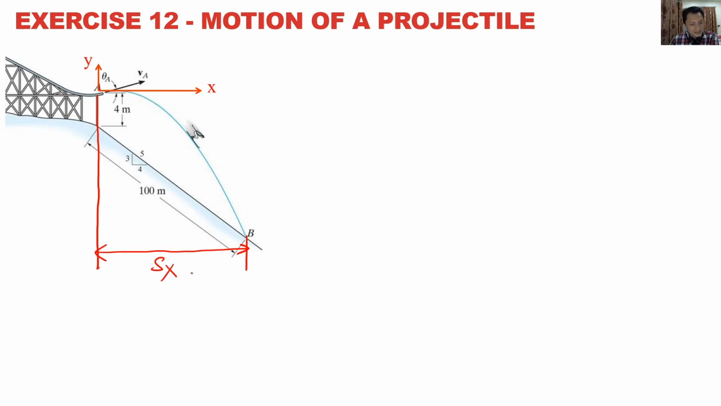This is your Sx. Where is your Sy? Over here to over here. This is your Sy. So you need to find it out. This one is 100 meter. Use the gradient, 3, 4, 5.